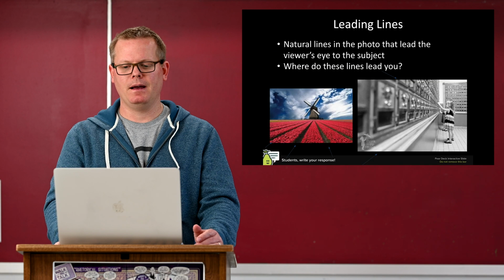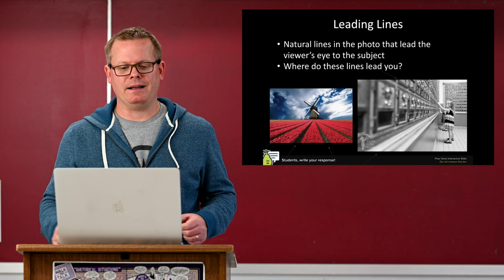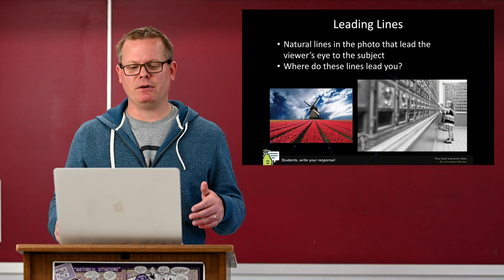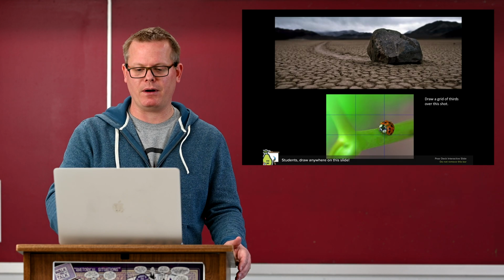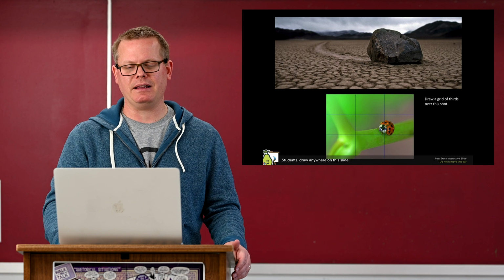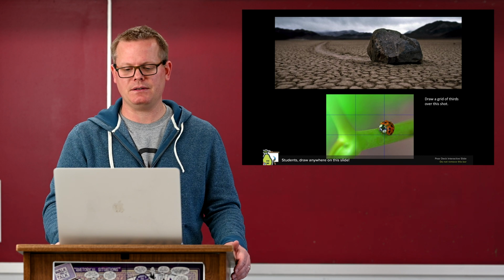Nice. Here's another rule, leading lines. Natural lines in the photo that lead the viewer's eye to the subject. Where do those lines lead you? Kind of like when we saw the rock, right? With that trail, that's a leading line that brings you into the rock and away into the distance.